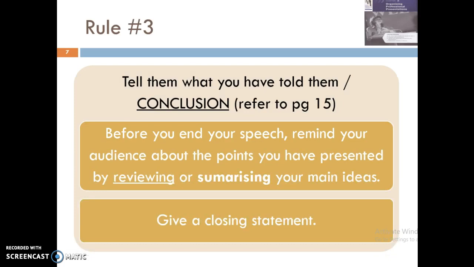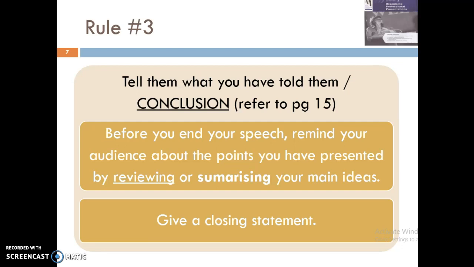And the last, or third rule, is to tell them what you have told them. In other words, the conclusion. Before you end your presentation, remind the audience about the points that you have presented by reviewing or summarizing your main ideas. It really means that you tell them what you have already told them. It is a repetition or a more succinct, compressed version of everything that you have told them in the presentation.